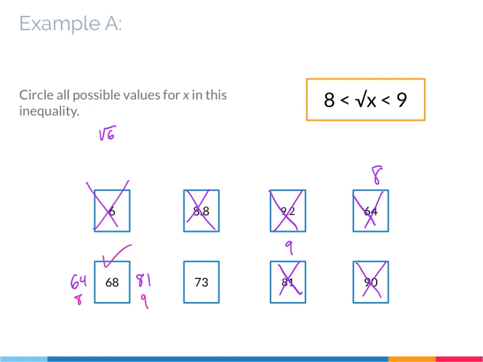Same thing with the 73. We know that we've got our 64 here, so we've got 64 on one side of 73. We've got 81 on the other side. And again, we just talked about how that's the square root of 8, the square root of 9. So that's going to be between. So that checks out as well.